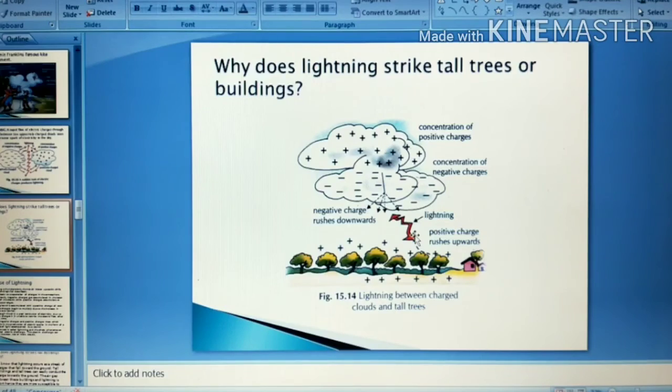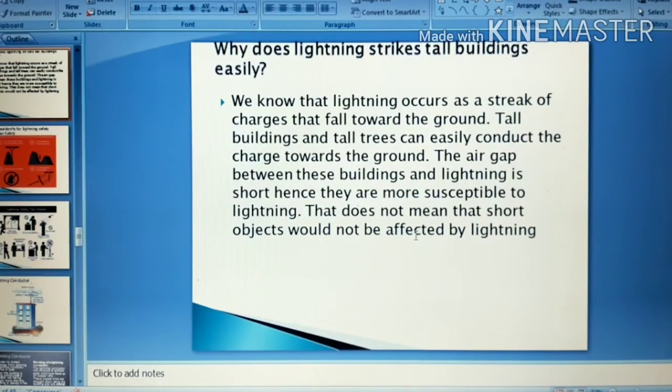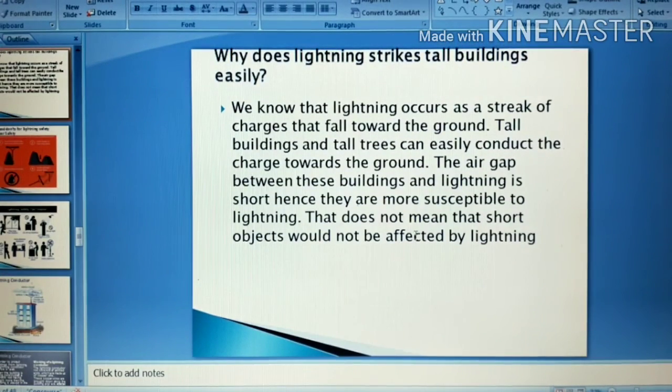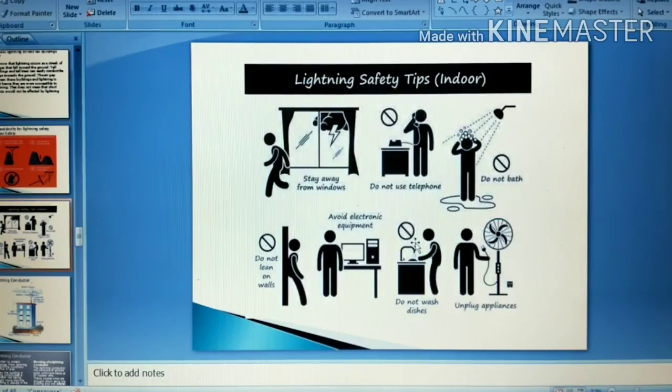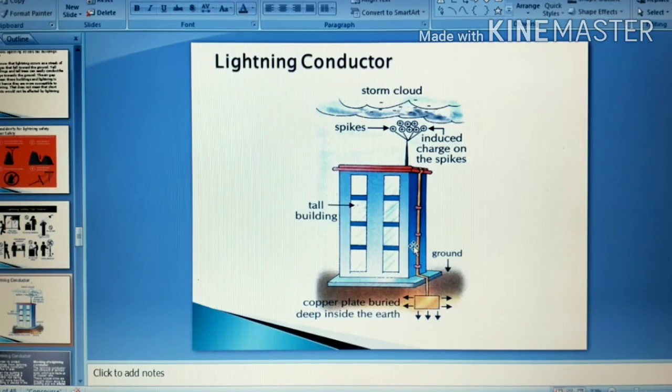Coming to the next slide, how we can protect ourselves from lightning. So we are going to discuss the lightning conductor. What is a lightning conductor? A lightning conductor is a device which is fixed on the top of tall buildings to protect them from damage due to lightning.